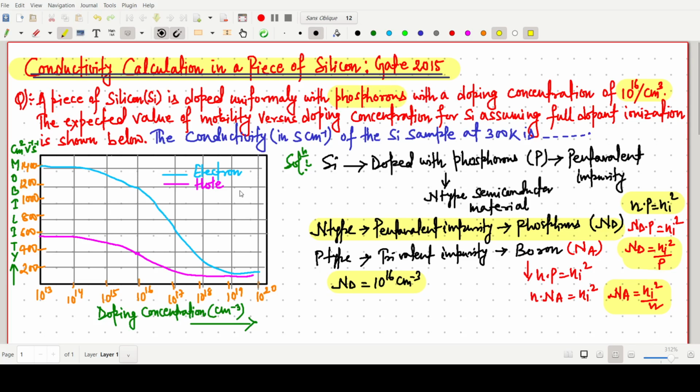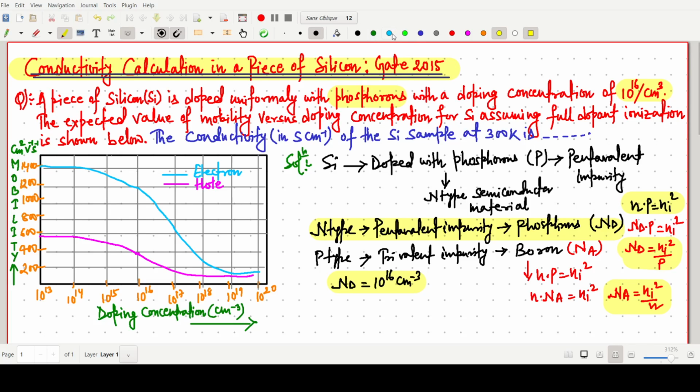Now, the expected value of mobility versus doping concentration for silicon, assuming full dopant ionization, is shown below. A curve between the mobility, in centimeter square per volt per second, with respect to doping concentration per centimeter cube is given. We have to find the conductivity of the silicon sample at 300 Kelvin. So this one is the question.